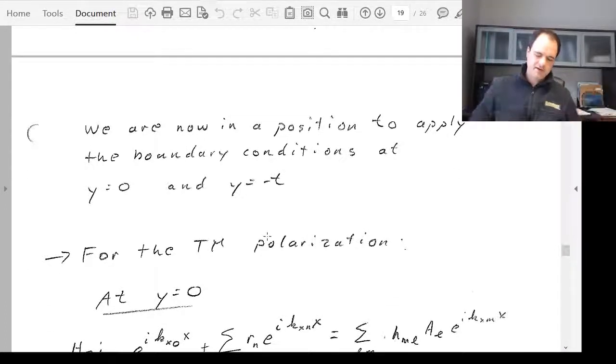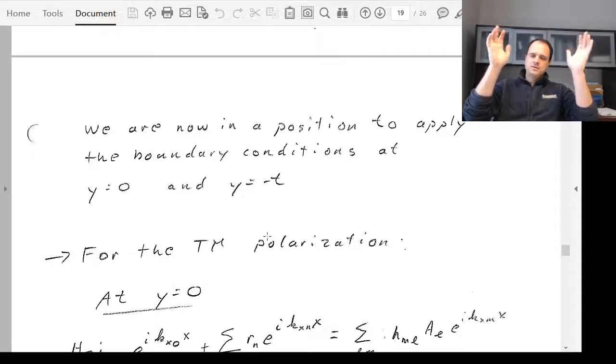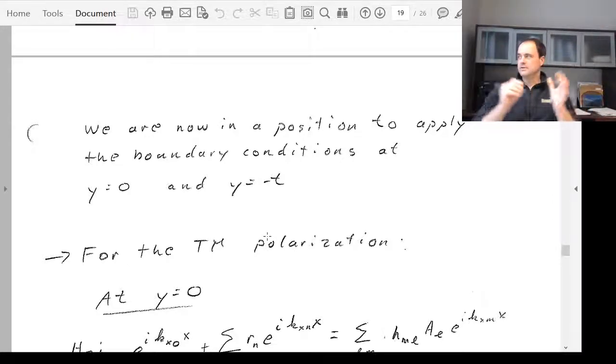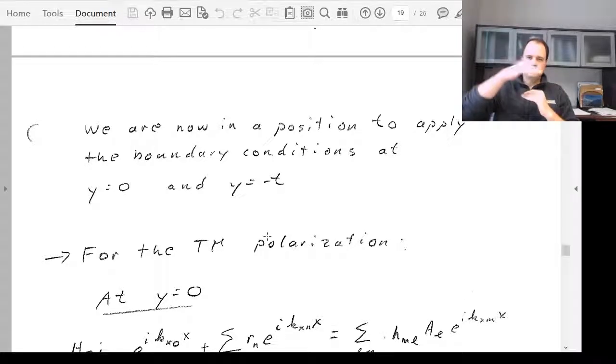All right, so now we are in a position to do the final step, meaning we have the field expansions in the superstrate and substrate and the patterned middle layer, and now we have to glue them together, all right, and apply the initial condition, and then look to see all the fields that are excited. To do that, we use boundary conditions. We look at boundary conditions at the first interface, superstrate to medium 2 pattern layer at y is equal to 0, and then the boundary conditions at y is equal to minus t between the pattern layer and the substrate.